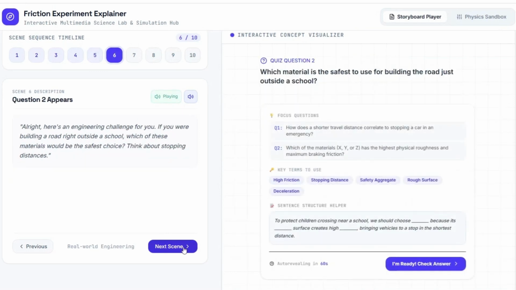All right, here's an engineering challenge for you. If you were building a road right outside a school, which of these materials would be the safest choice? Think about stopping distances.